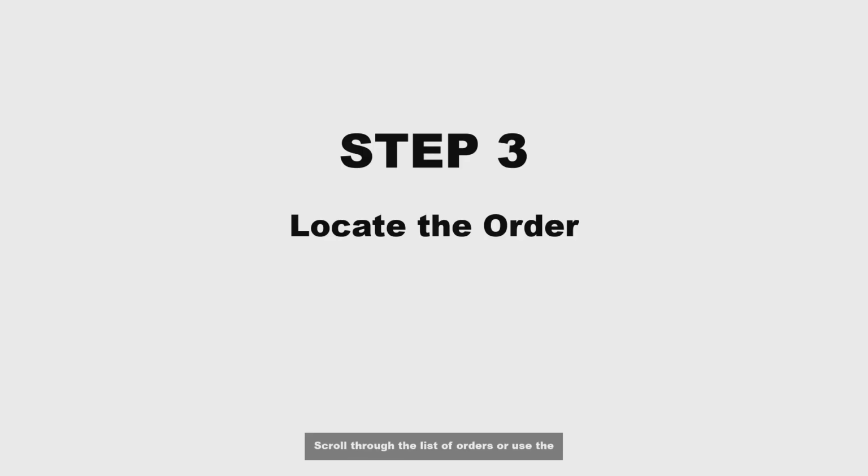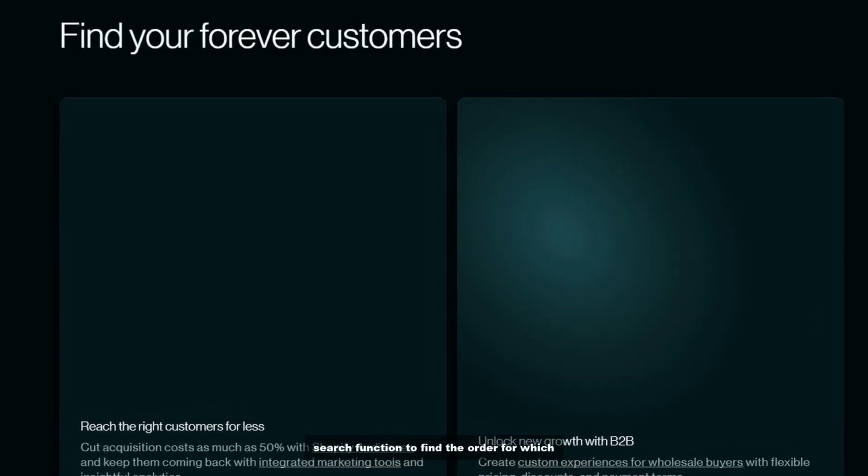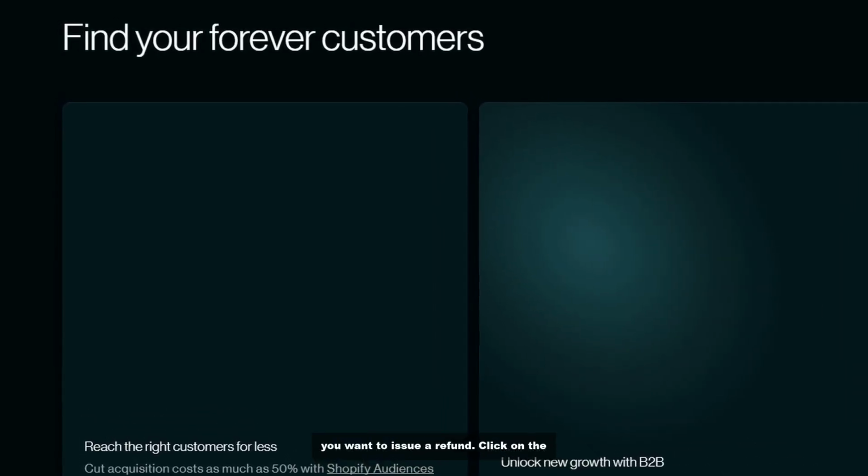Step 3. Locate the order. Scroll through the list of orders or use the search function to find the order for which you want to issue a refund. Click on the order to view its details.